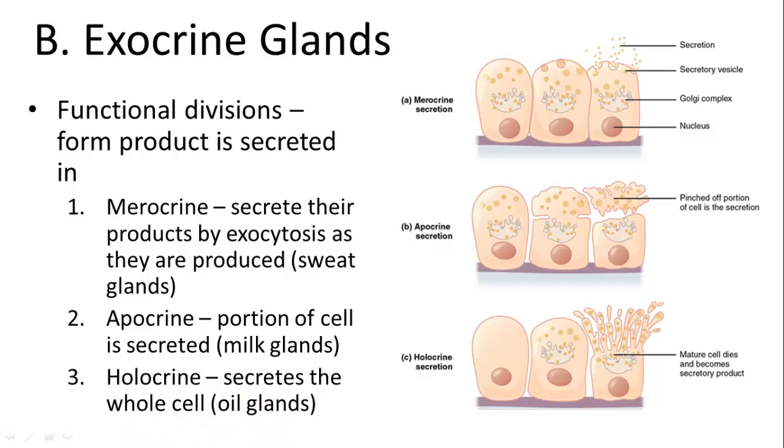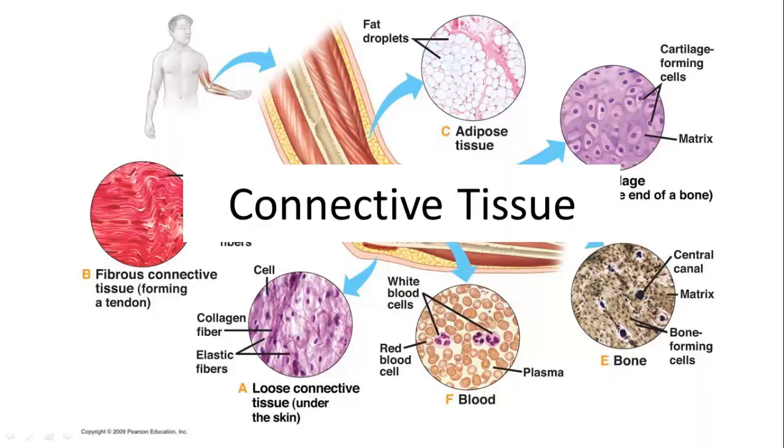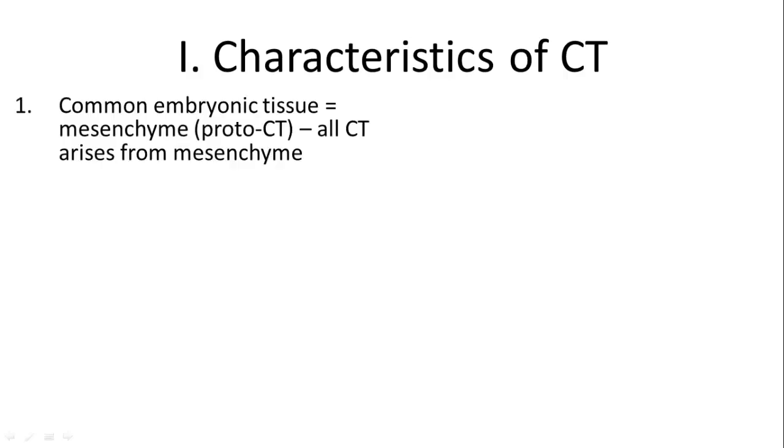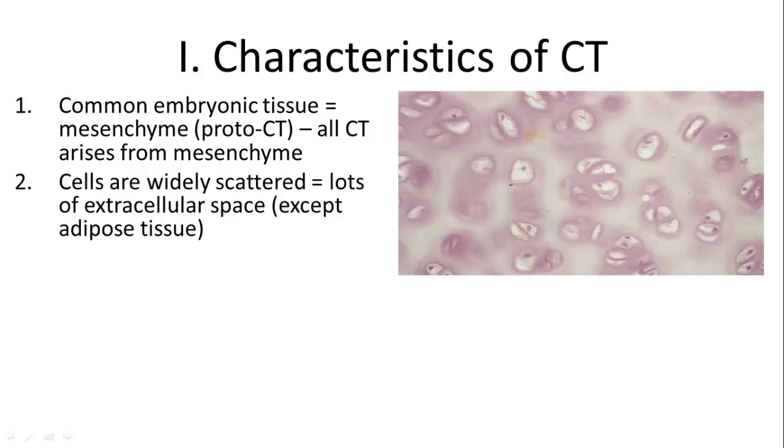We aren't going to talk about the other tissues as much, but we will move on then to connective tissue. Lots of different types of connective tissues, but all of them have some similar characteristics, including our common embryonic tissue, which comes from what's called mesenchyme. So this is the proto-connective tissue. Before it's connective tissue, that's what it is. The cells are different from epithelium in that they are not packed together. They are actually far apart. So we have some cells over here, and the matrix, there's a lot of extracellular space, except in adipose tissue.